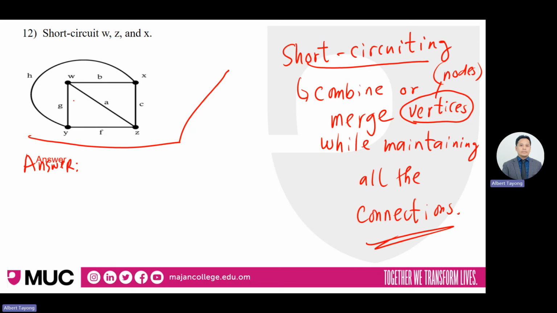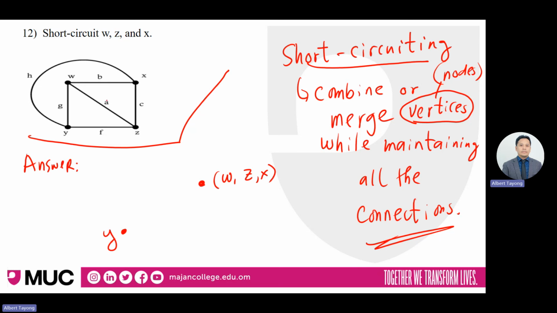Okay, so this is our W here, Z, and X. So maybe we can put it here. W, Z, and X combined together. And this is our Y here. Originally we have only 4 points. Since we combine 3 points, the remaining are only 2 points, because here we have 3 plus 1 is equal to 4. That is how to check whether you miss anything.